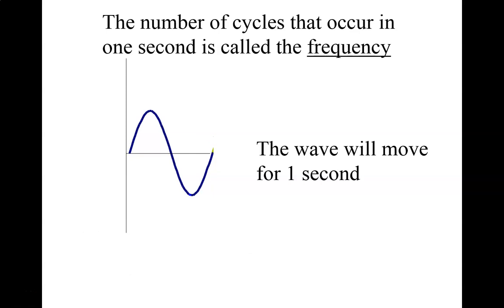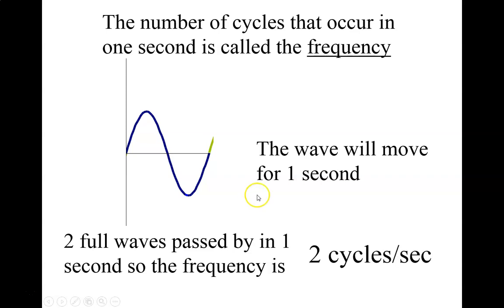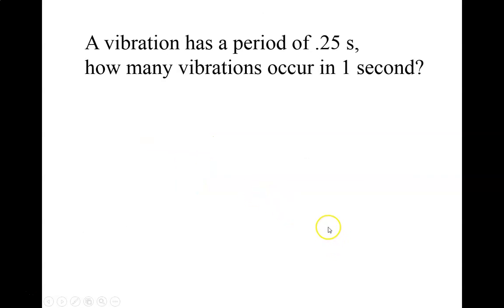So in my example here, 2 waves pass by this point in 1 second. So it would have a frequency of 2, what's known as hertz. Okay, 2 cycles per second, which is also known as a hertz.